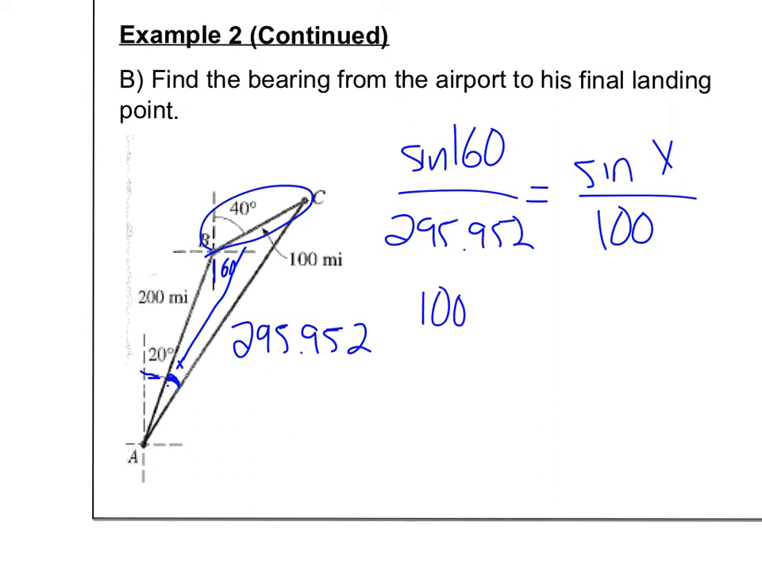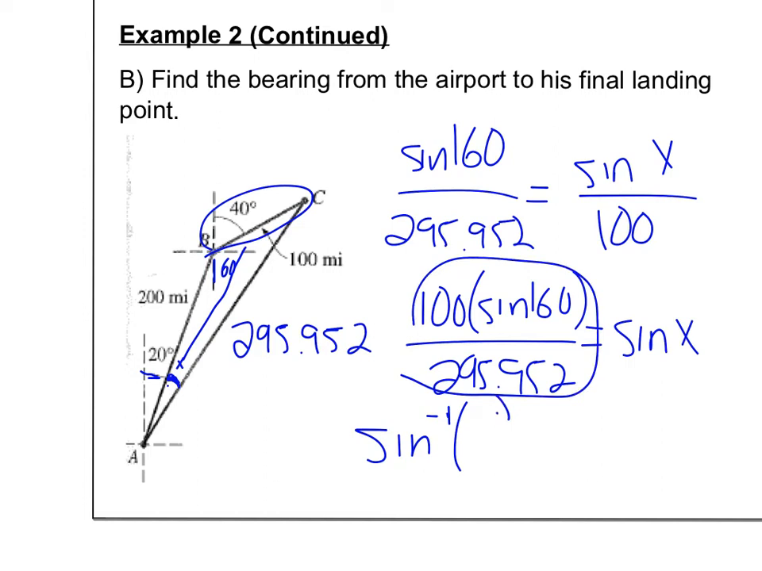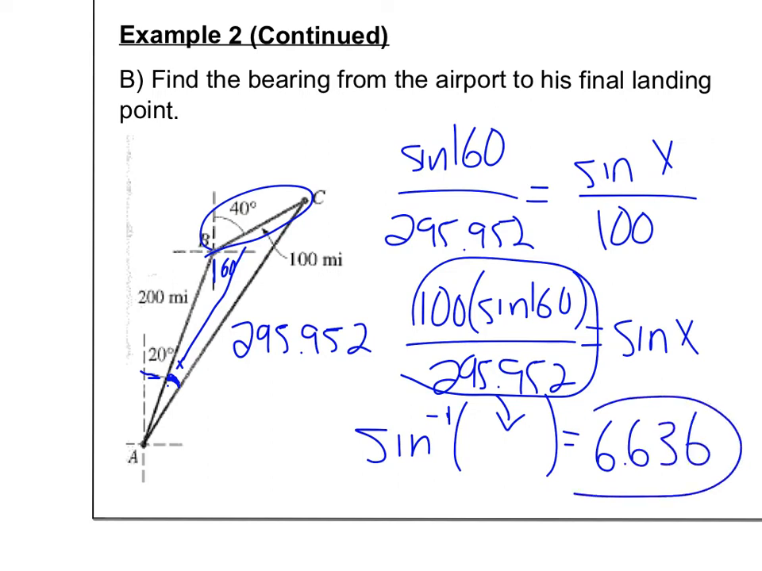So 100 times the sine of 160 over 295.952 will equal the sine of x. When I take the sine inverse of all of this, I get 6.636. Now, remember, that is just this little angle.